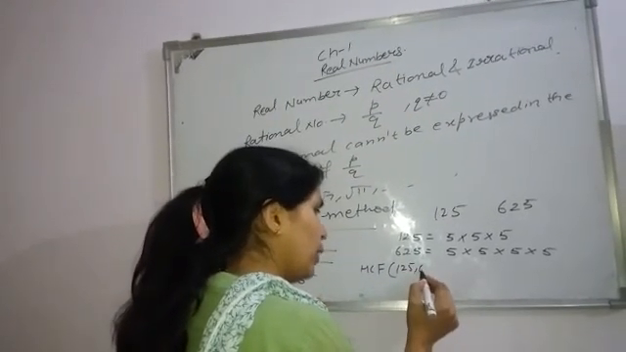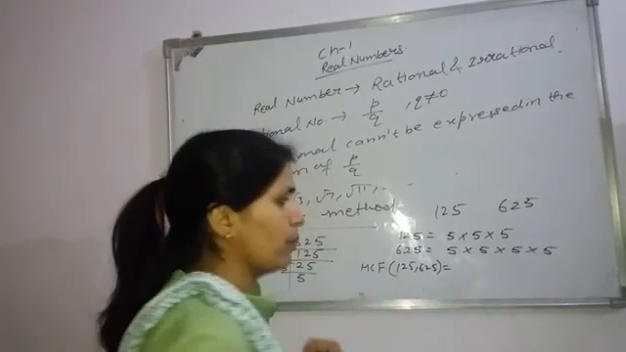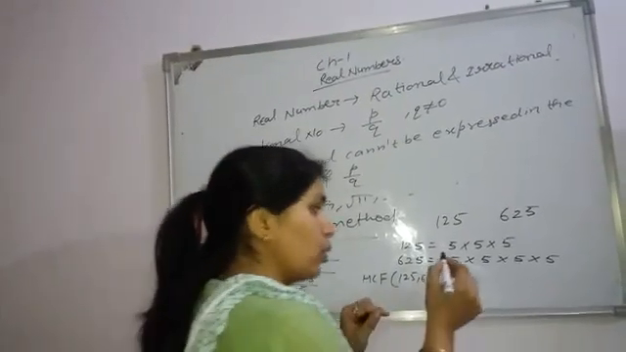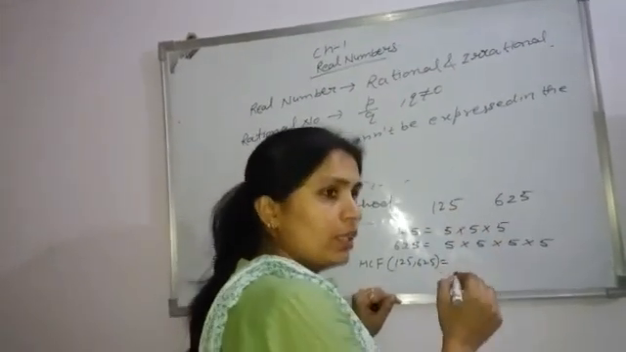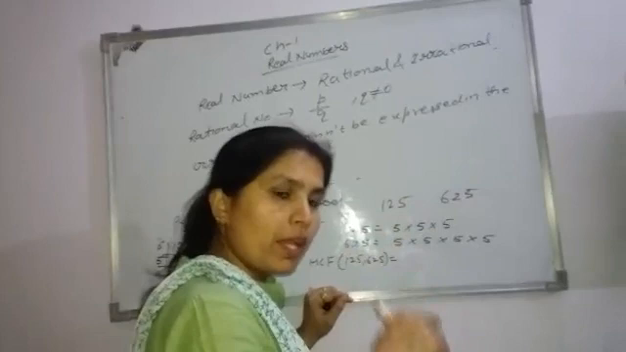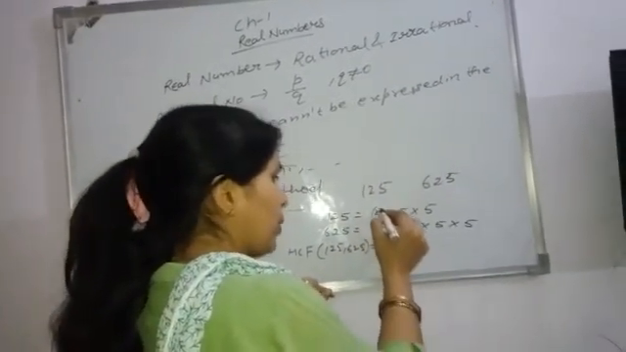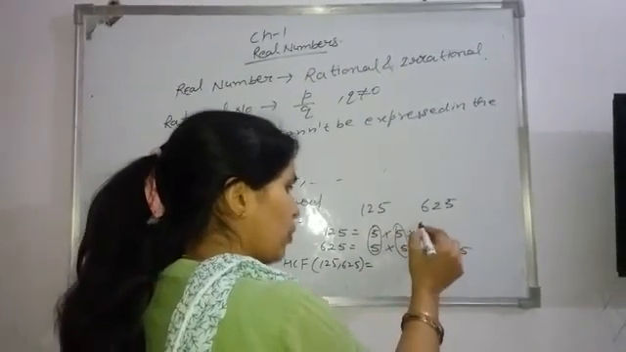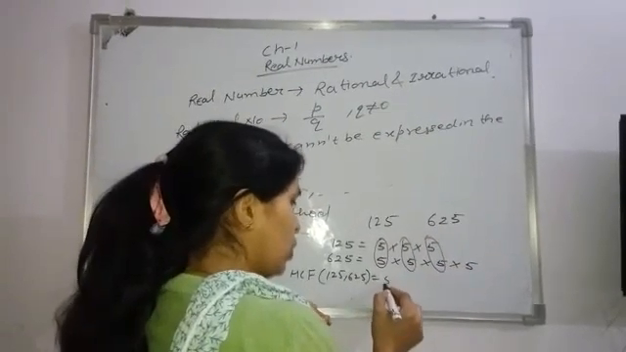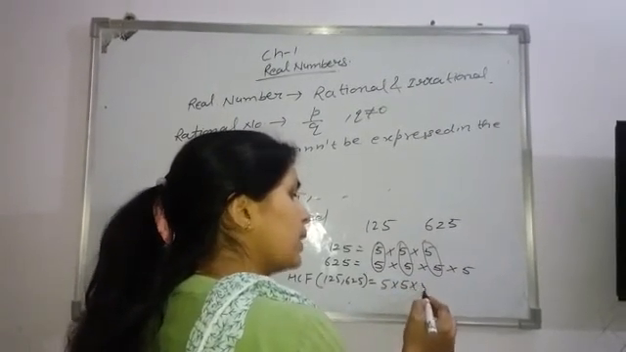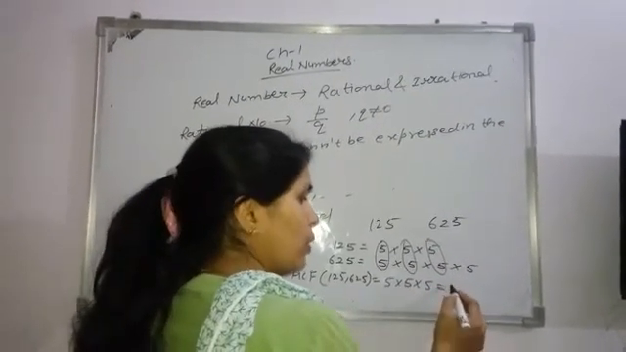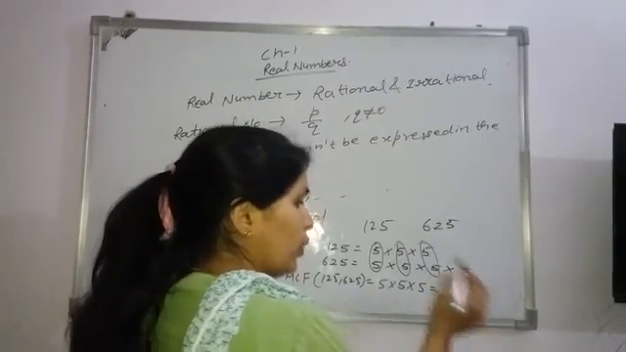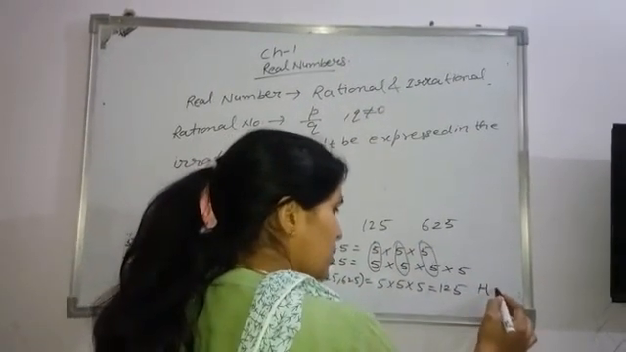For the HCF of 125 and 625, always we have to take the common factors, or you can say the common prime factors. Common prime factors: 5, 5, and this is the third 5. So what will be the HCF in this case? 5 5s are 25, 25 into 5 is 125. So 125 is the HCF.